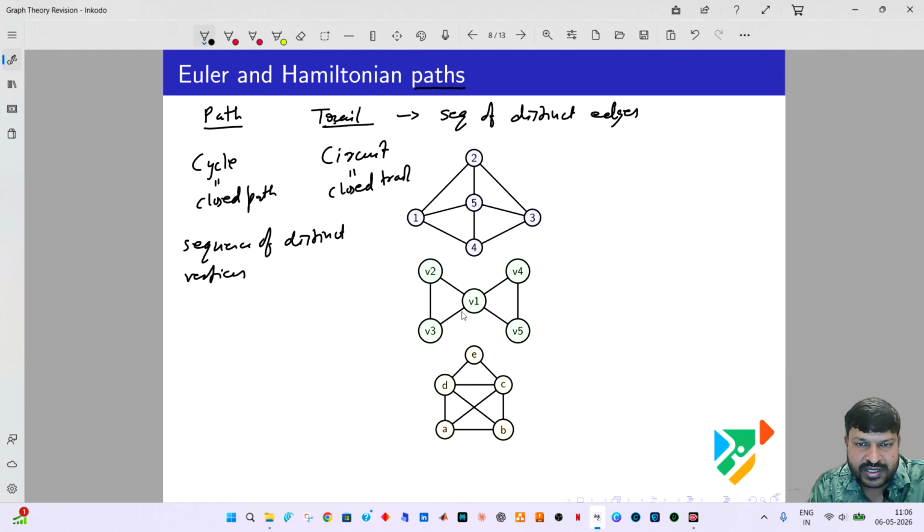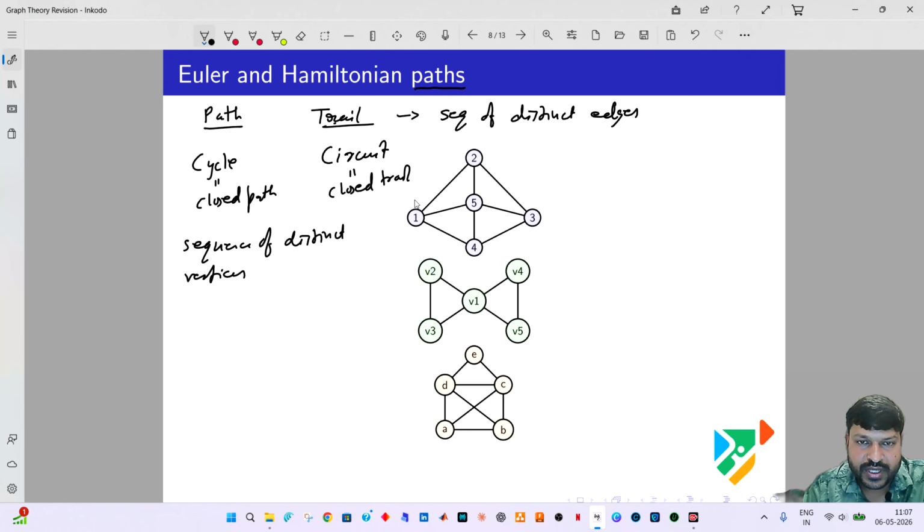So in this given graph, can you find a Hamiltonian path, Eulerian trail, Hamiltonian cycle, or Eulerian circuit? What is a Hamiltonian path? A Hamiltonian path is a path which consists of all the vertices. What is an Eulerian trail? It is a trail which consists of all the edges. What is a Hamiltonian cycle? It is a cycle which consists of all the vertices. What is an Eulerian circuit? It is a circuit which consists of all the edges.